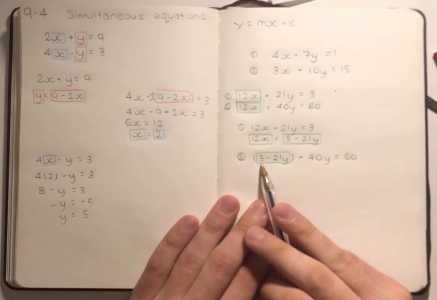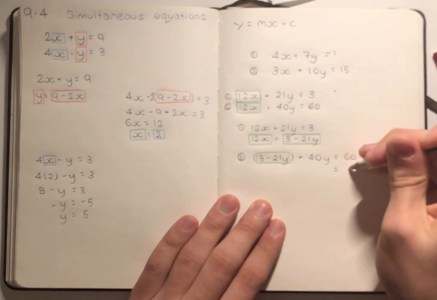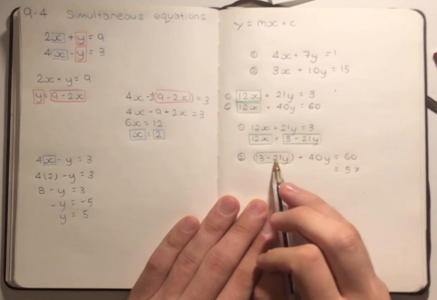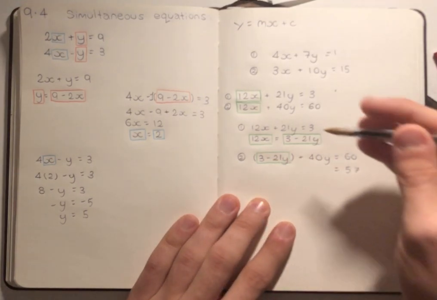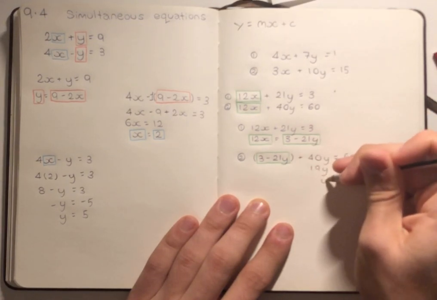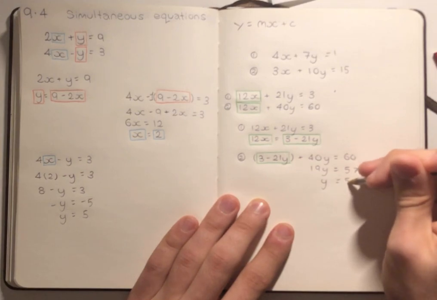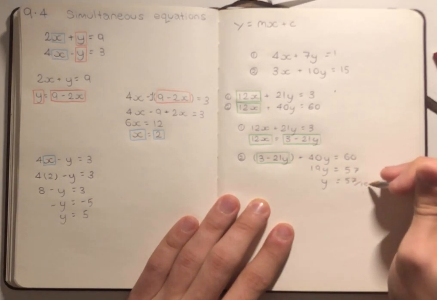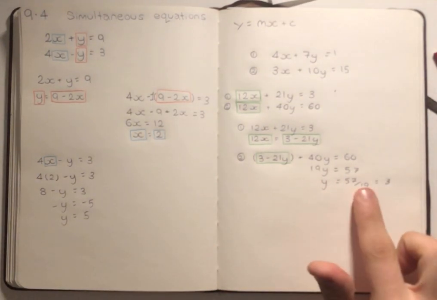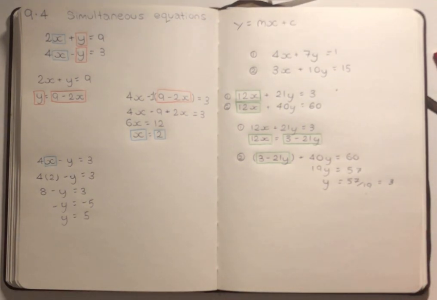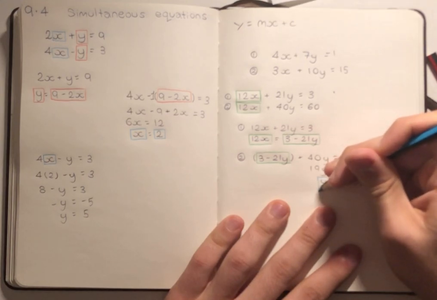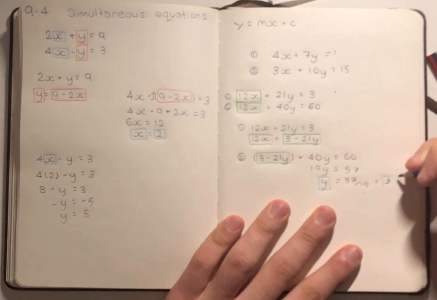Now we can take away 3 from both sides, and 40y take away 21y is equal to 19y. Divide both sides by 19, y is equal to 57 over 19, which is equal to 3. Y is equal to 3. So now we can draw boxes around y. Y is equal to 3.